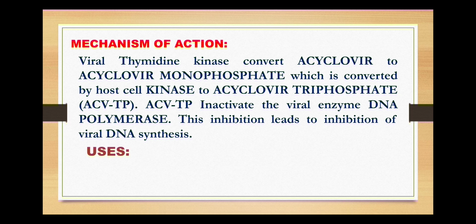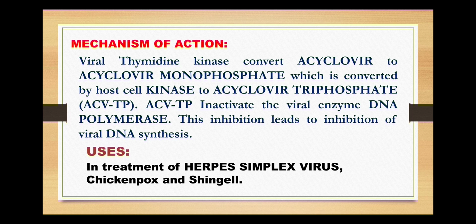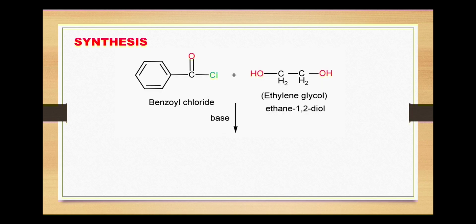Now, uses of this compound: acyclovir is used in treatment of herpes simplex virus, chickenpox, and in treatment of shingles. Next, move on to synthesis of this compound. The synthesis starts with benzoyl chloride, which is reacted with ethane 1,2-diol, which is commonly called ethylene glycol. This hydroxy group attacks this carbonyl carbon to bring about the nucleophilic acyl substitution reaction.